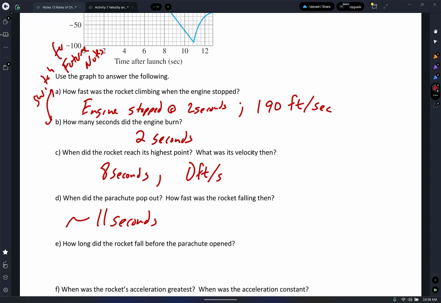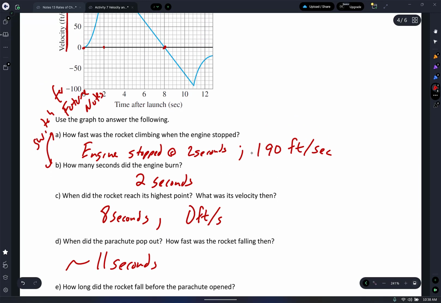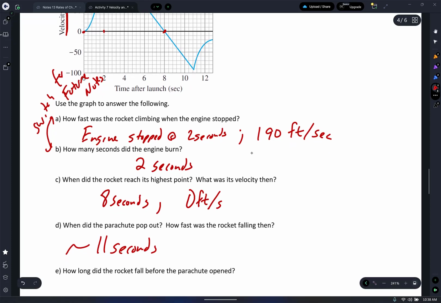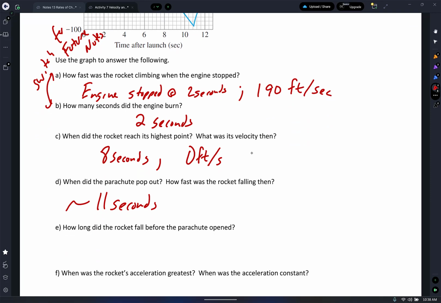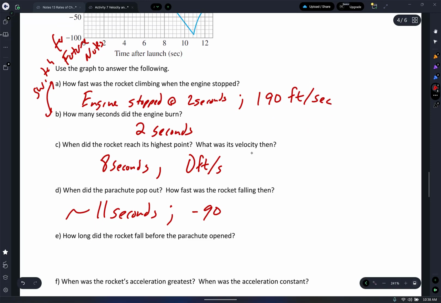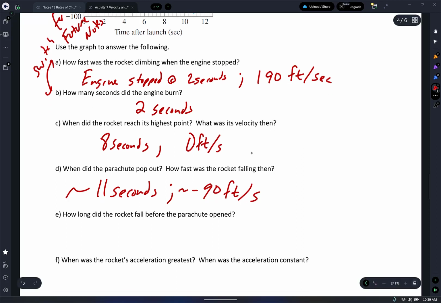How fast was the rocket falling then? It looks like almost a little faster than 90, like negative 90. Yeah, negative 90-ish. I'm going to put approximate. 90 feet per second. That's the velocity. If you say the speed, it's just 90 feet per second, approximately.